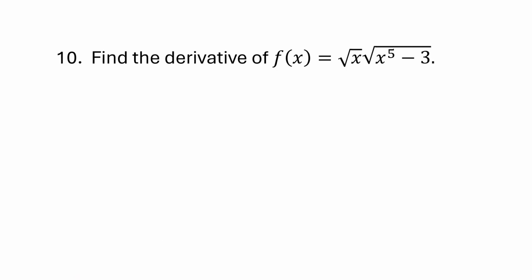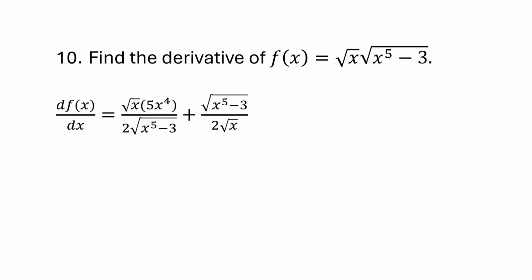Okay, find the derivative of f of x equal to the square root of x times the square root of x to the 5th minus 3. This is a product rule. So we're going to get the first function, square root of x, times the derivative of the square root of x to the 5th minus 3. So that's x to the 5th minus 3 to the 1/2 power. So we get 1/2. So here's the 2.